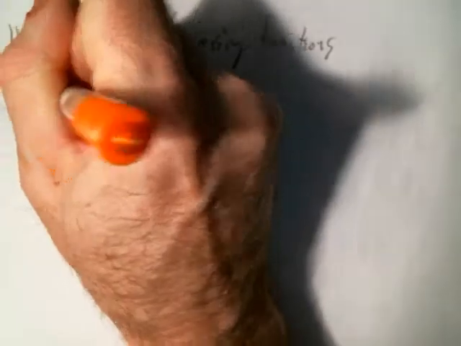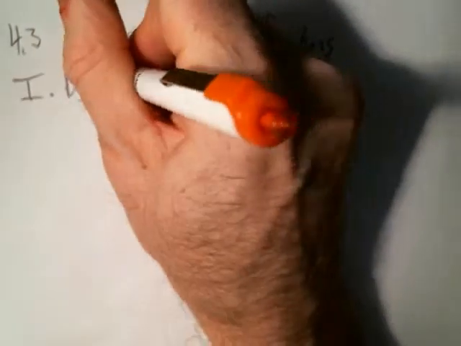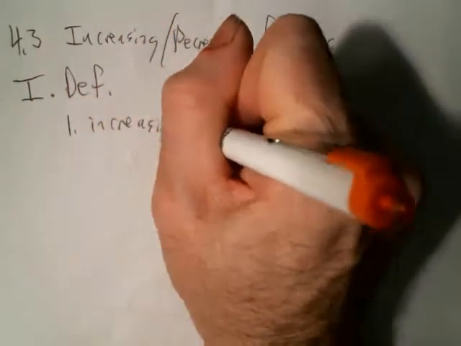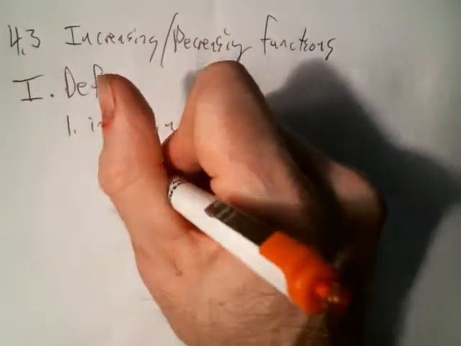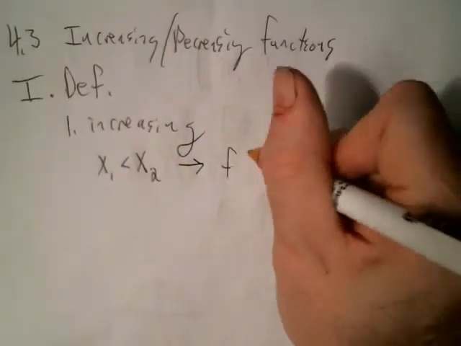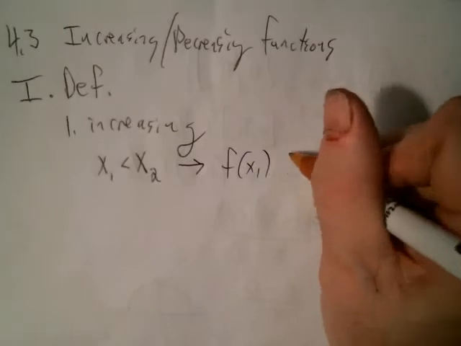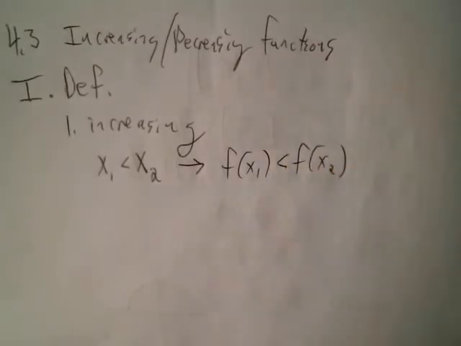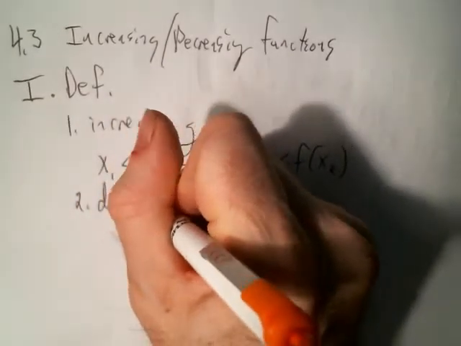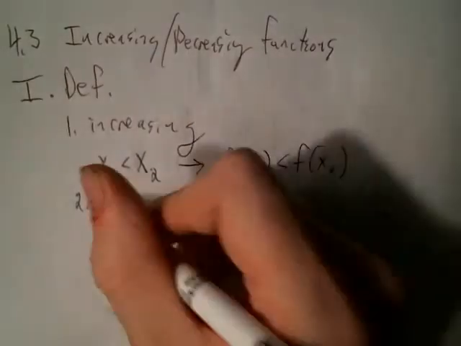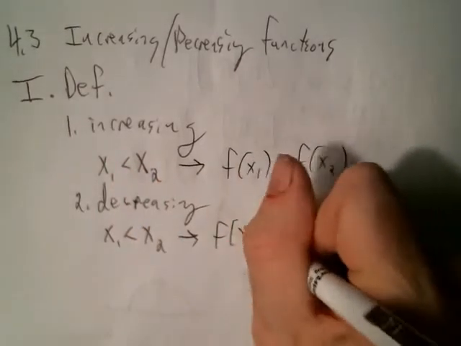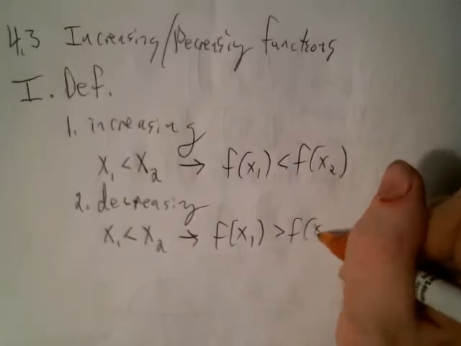First off, let's just define decreasing and increasing. So some definitions. First off, increasing. That means when x1 is to the left of x2, then f of x1 will be less than f of x2. Secondly, for decreasing, supposing x1 is again less than x2, then f of x1 will be greater than f of x2.